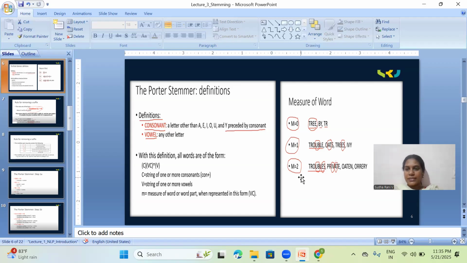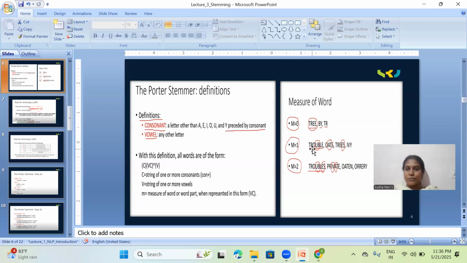And see another example, M equal to 2. Why? Because in the same word, troubles, we get two combinations of VC: UB is the first combination and ES is the second. We should not be confused: these are different words, and in every word we get one VC combination. So it means M equal to 1 only.